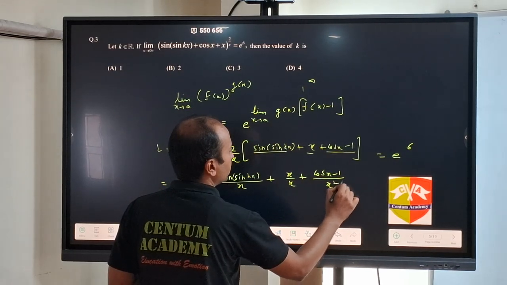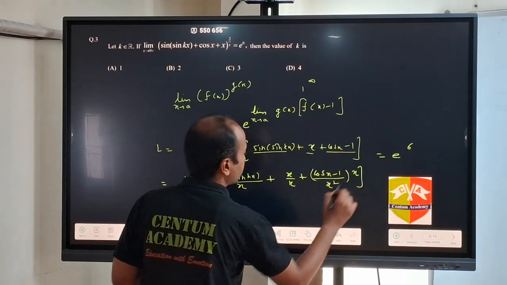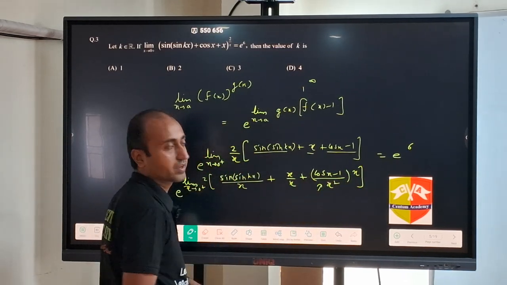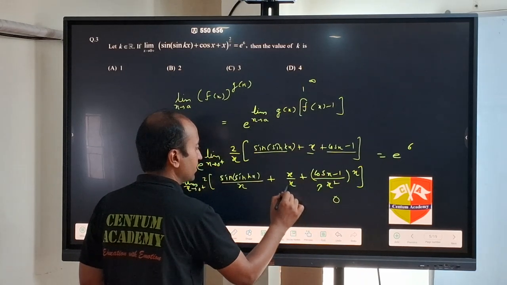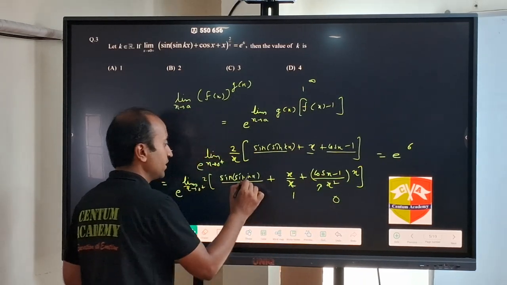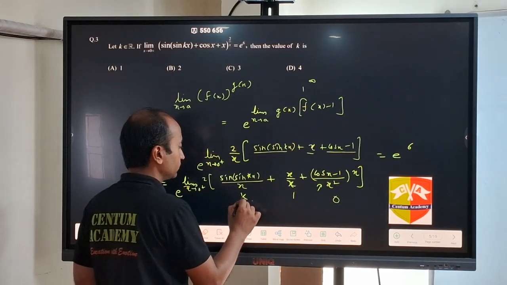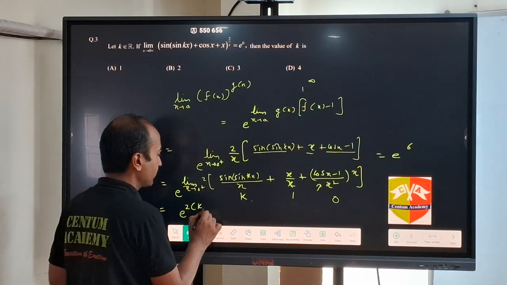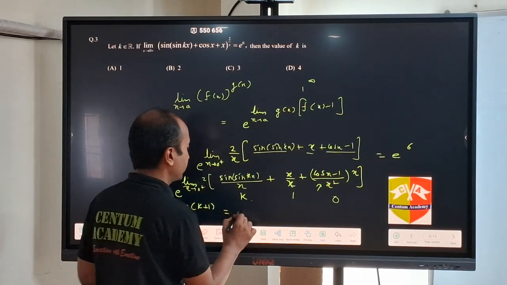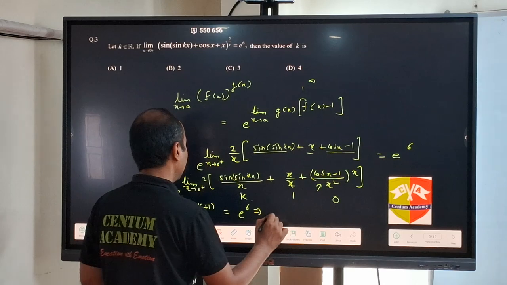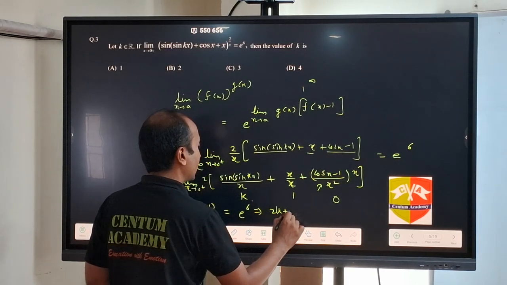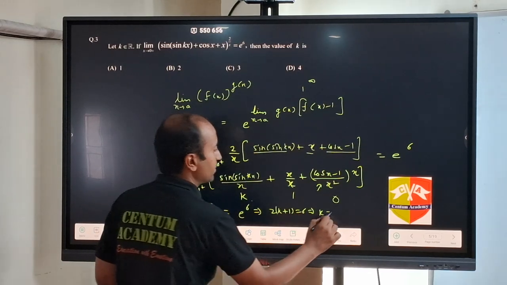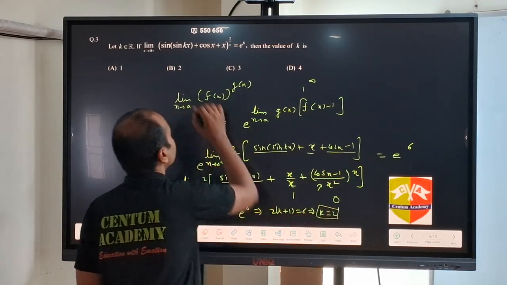divided by x. Let me multiply and divide by x square for this expression, because this whole limit is half, and half into 0 will become 0. So this whole limit is 0. This limit is x by x, which is 1, and this whole limit is simply k. So overall, the limit on the left-hand side is e raised to the power 2 times k plus 1. And if this is e raised to the power 6, then 2 times k plus 1 equals 6, so k plus 1 will be 3 and hence k will be equal to 2.